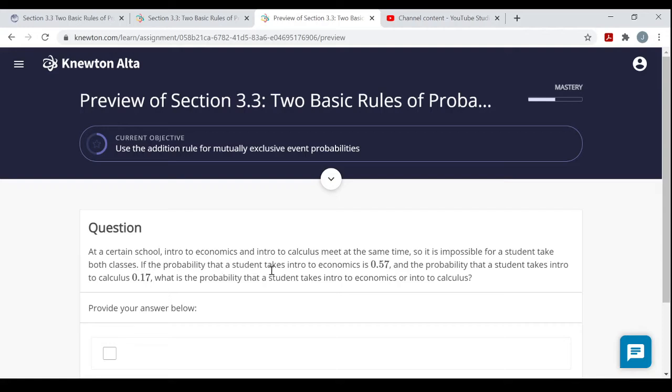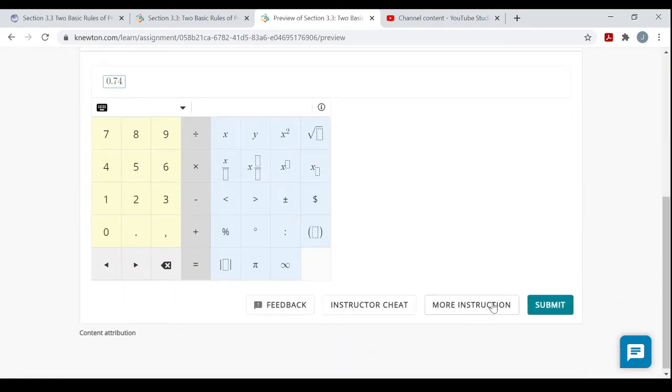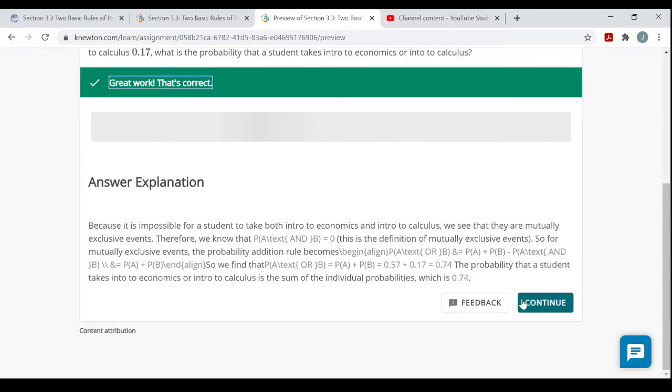If the probability that a student takes Intro to Economics is 0.57, and the probability that a student takes Intro to Calculus is 0.17, what is the probability that a student takes Intro to Economics or Intro to Calculus? I'm doing an or probability, meaning addition rule. They're mutually exclusive, so that was just simply adding them. 0.57 plus 0.17 would be 0.74. So a 74% chance of being in one or the other class. Very, very simple.